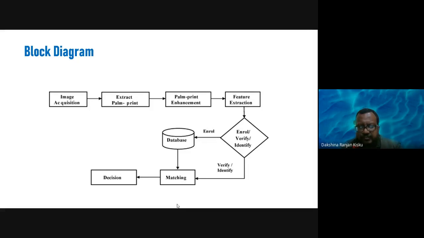Then during verification or identification, we basically compare the feature vectors obtained from the reference template and the query template. Okay. So after comparing, a decision is generated. Based on the decision, we can say whether the person can be accepted or rejected by the system. Okay. Or we can successfully identify that person for further making him the entry at some point. Okay.